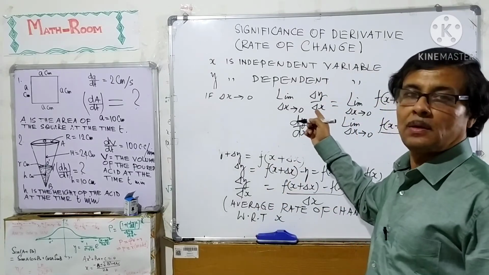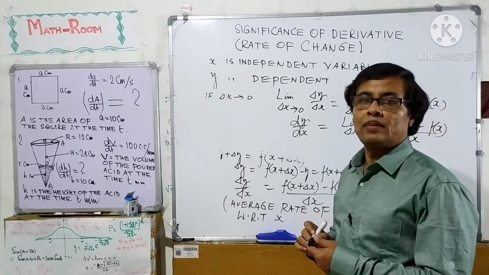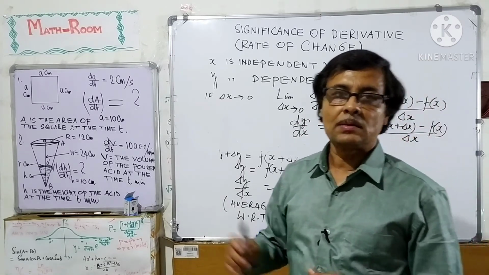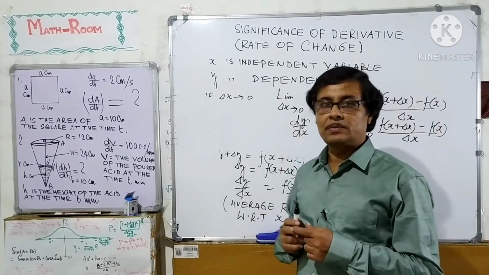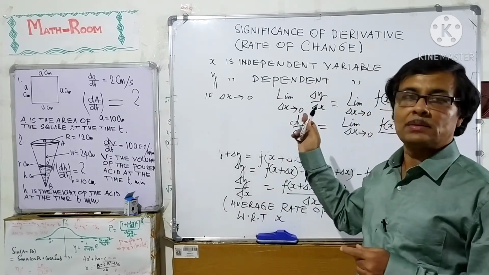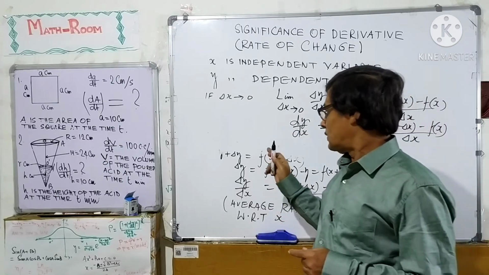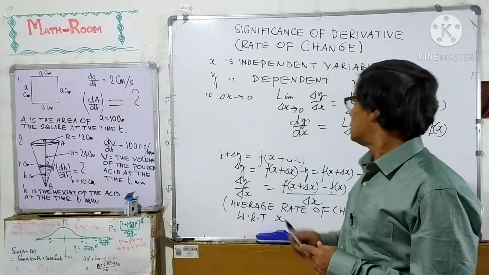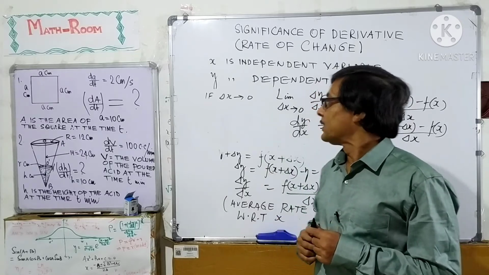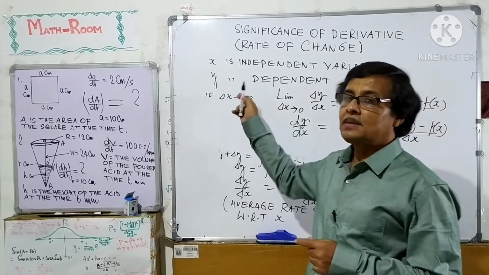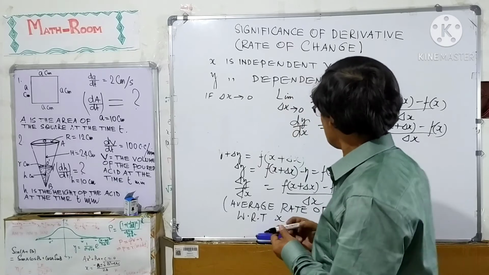This rate of change is actually a pointwise rate of change, that is, an instantaneous rate of change. This is not the average rate of change. So, we can convert the average rate of change into a pointwise or instantaneous rate of change if we make del x approach 0.